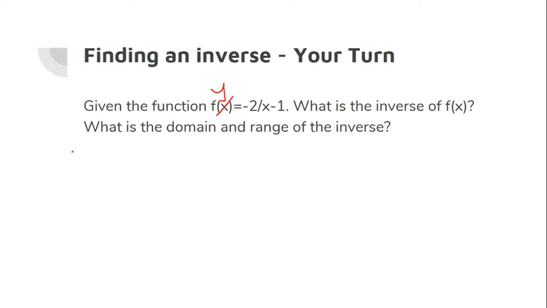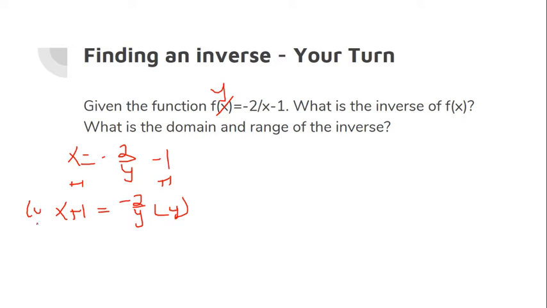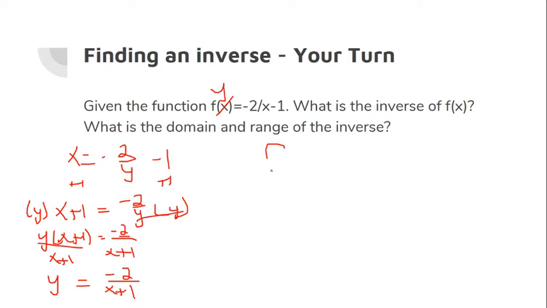So your inverse, switch the x and y, so we get negative 2 over y minus 1. Add 1 to both sides, x plus 1 equals negative 2 over y. Multiply both sides by y, so we get y times x plus 1 equals negative 2, because our y's canceled out. Then we're going to divide both sides by x plus 1, so we get y equals negative 2 over x plus 1. Change our y to our inverse notation. So our inverse is negative 2 over x plus 1.